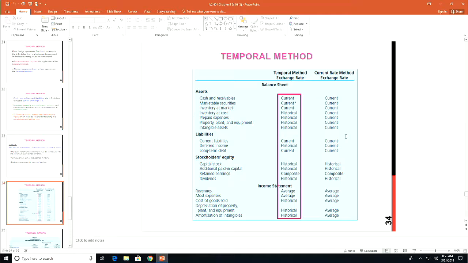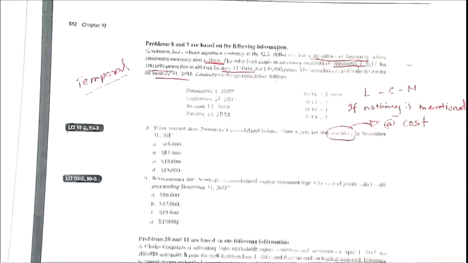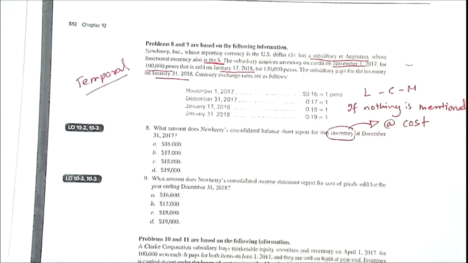We are doing the temporal method, and since there is no information about whether inventory is recorded at market price or cost price, we will assume inventory is at cost. And if inventory is at cost, what rate are we going to use? The historical rate. So historical means the date rate when inventory is purchased. So inventory is purchased on which date?